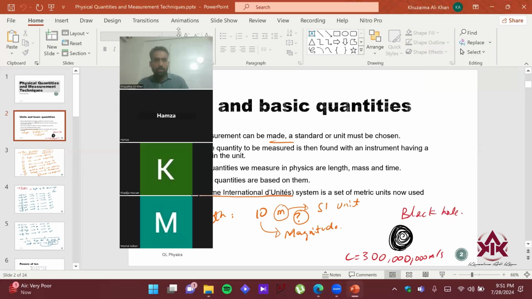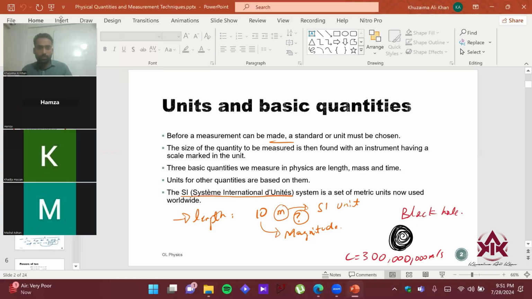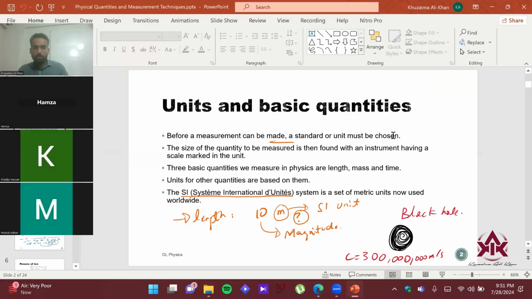Khadija or Mashal, why do we need units and what is basically the SI unit system? What is the SI system and why do we need units? Anyone can participate over here. Yes, Mashal. What are units and why do we need the SI system?